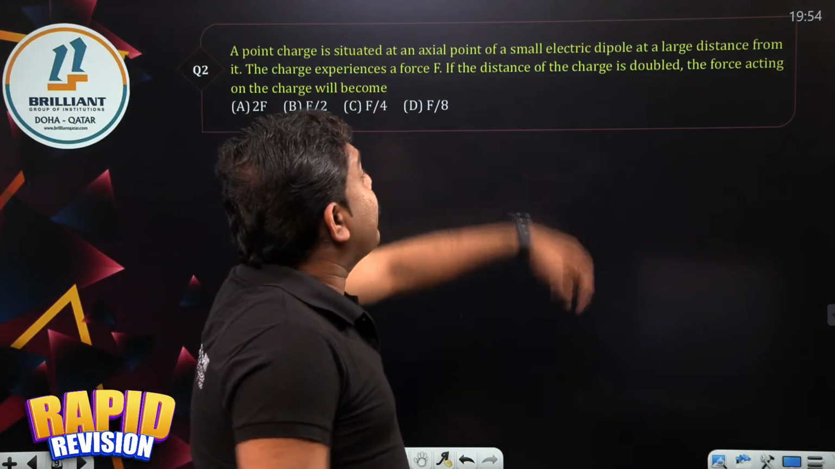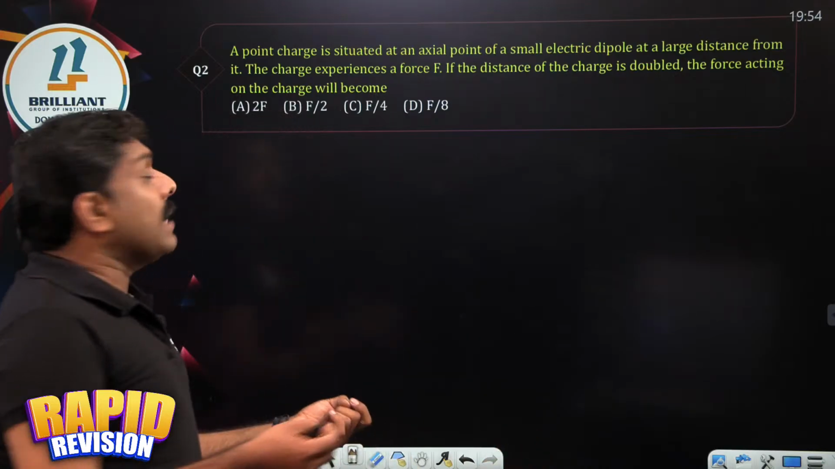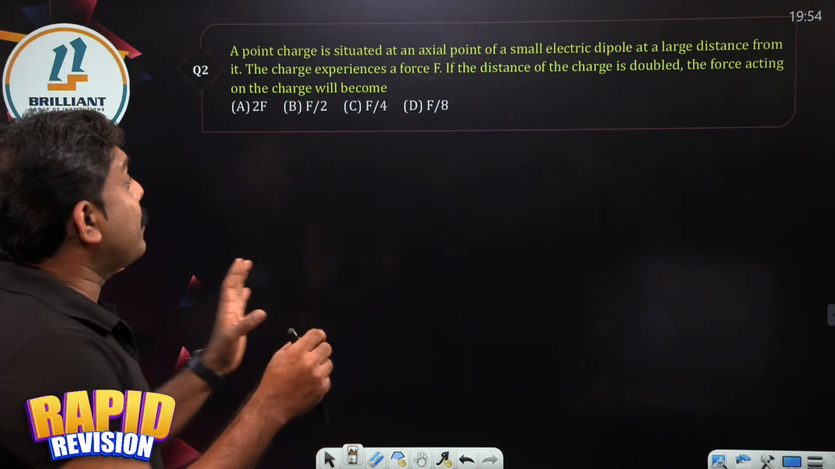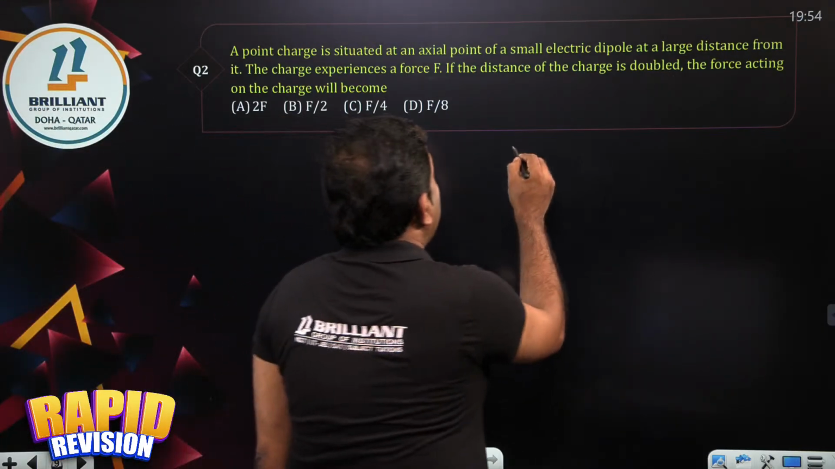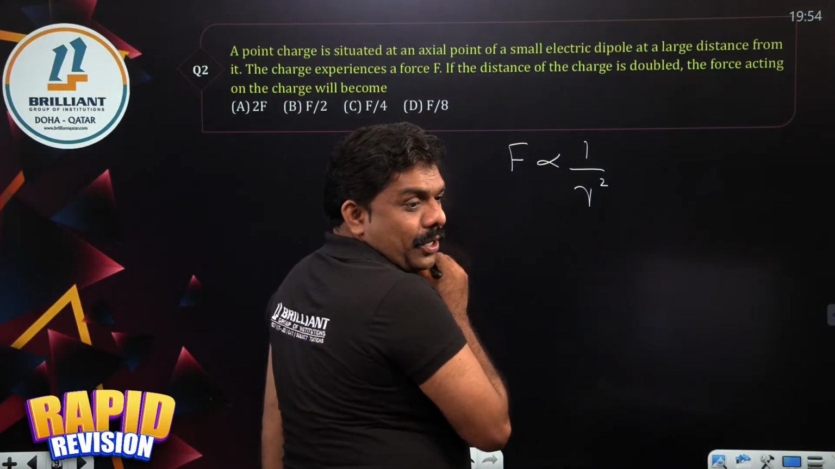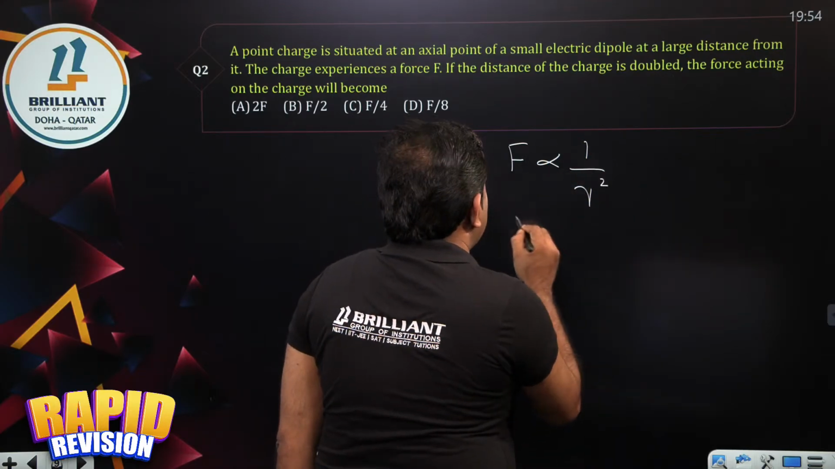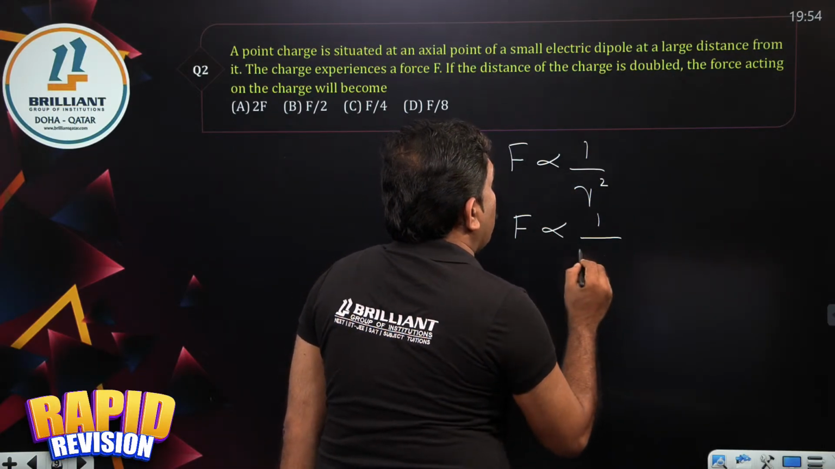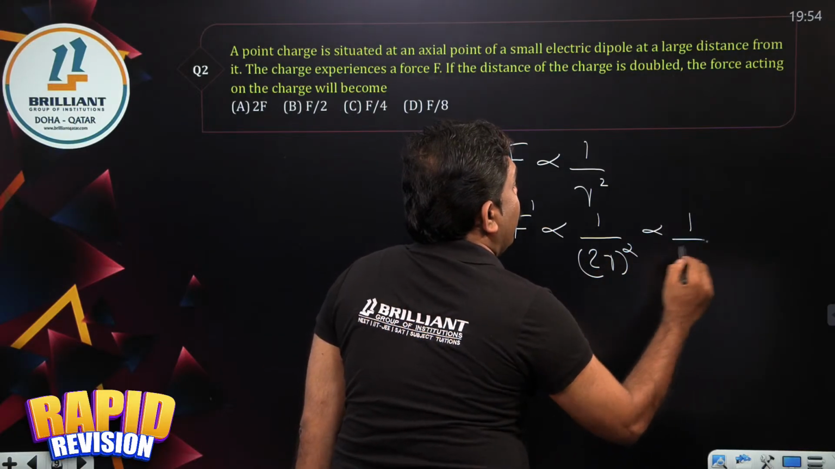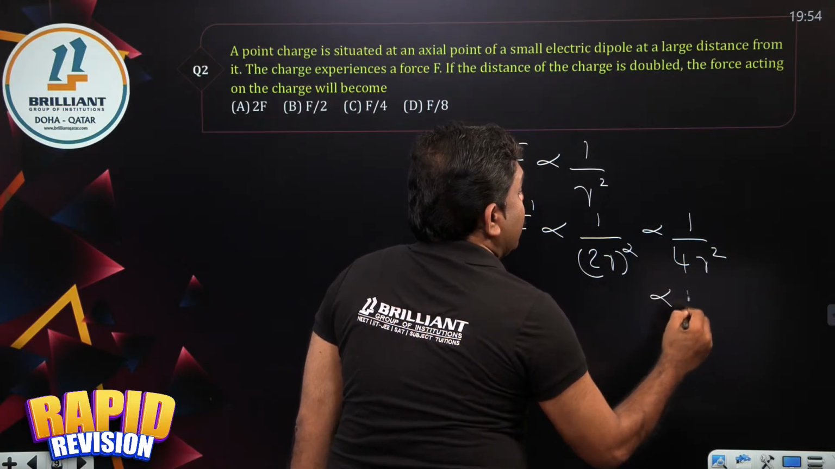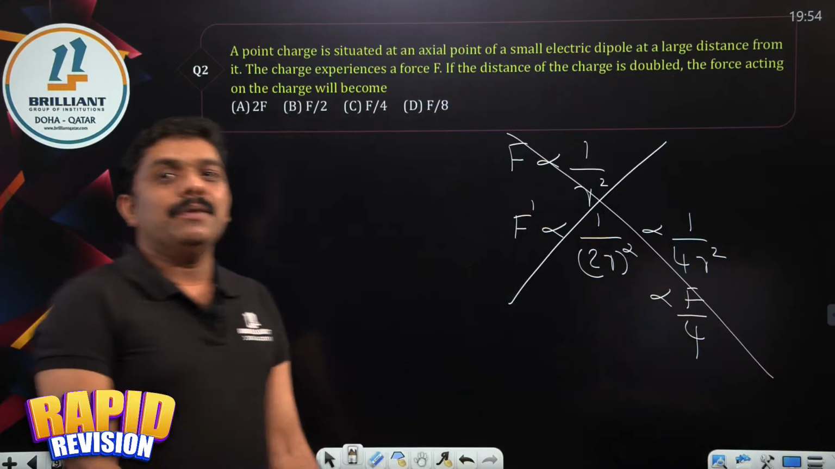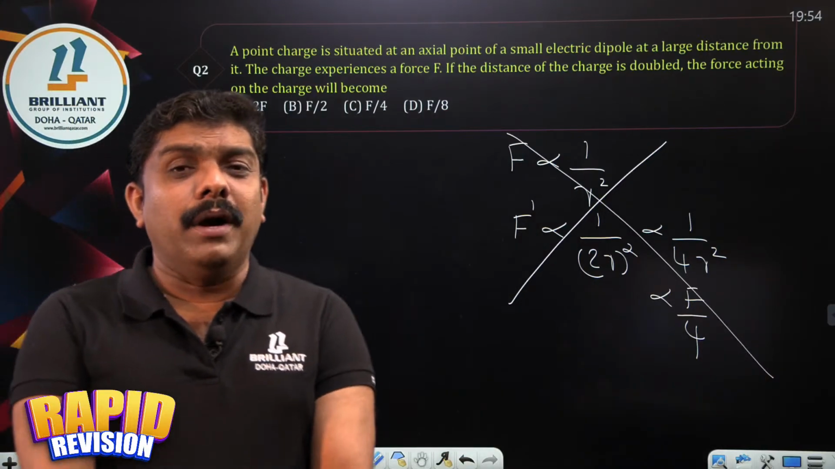If the distance of the charge is doubled, the force acting on the charge will become? In this question, most of the students think that force is inversely proportional to the square of the distance. So the distance is doubled, force is proportional to 1 by (2r) the whole square, that is 1 by 4r square, that is F by 4. But this answer will go wrong. Why is it wrong? That we are going to explain.